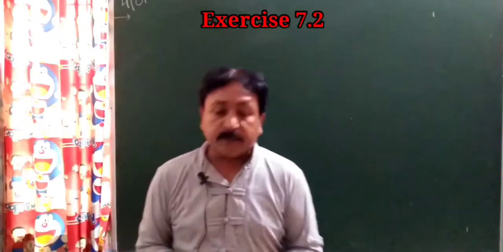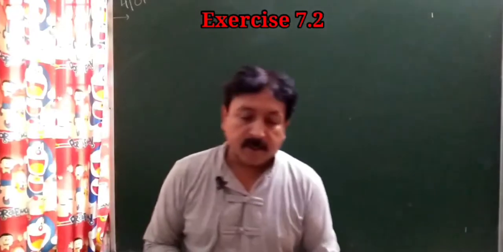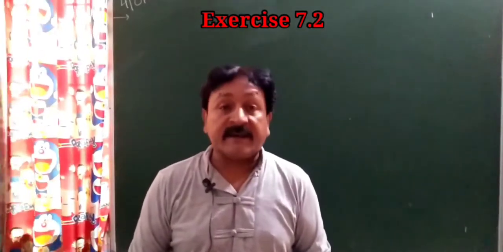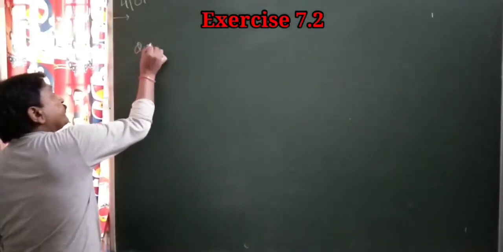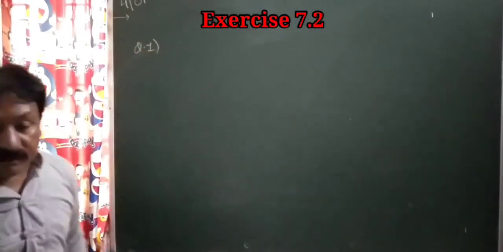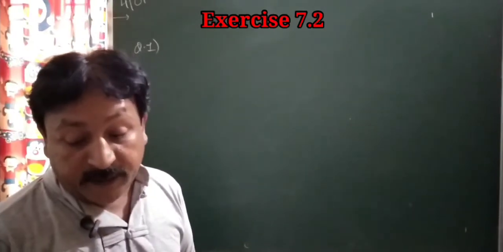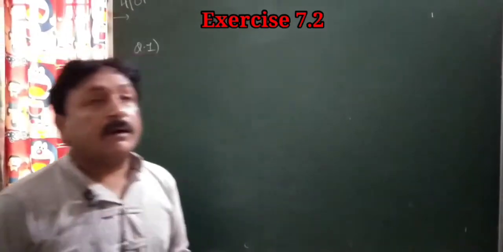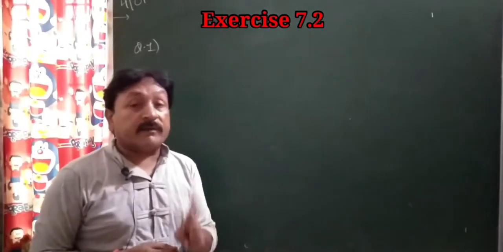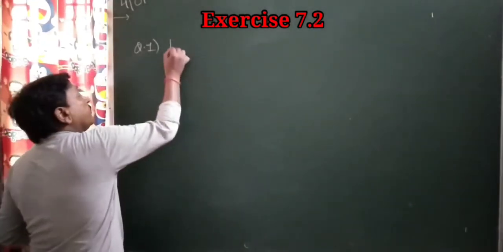Today we are going to do the second exercise of our chapter, linear equations in one variable. Okay, now see exercise 7.2, question number 1. Question number 1 is saying, just read from your books, the sum of 3 consecutive even numbers is 42. Find the numbers. Okay, so how do we take them?